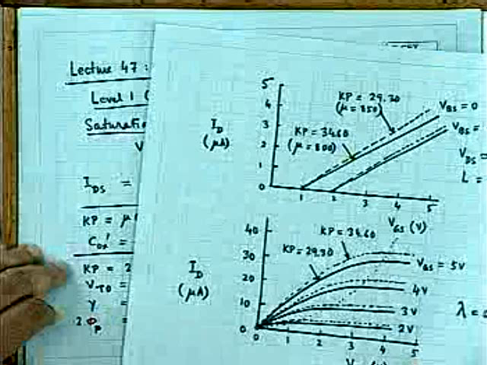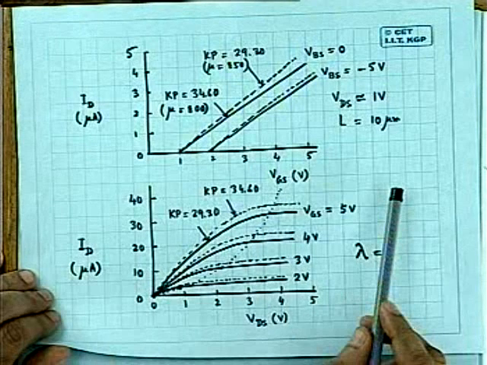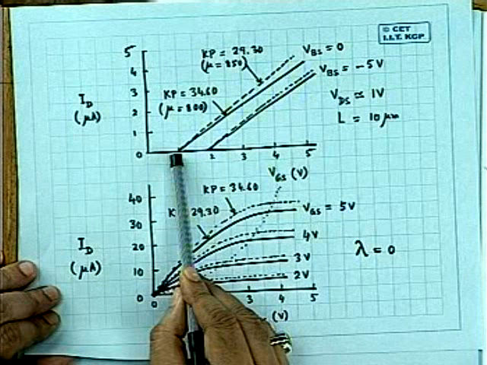This is a plot of the transfer characteristics, ID versus VGS, for two values of VBS, the substrate bias. Without substrate bias, it is designed for threshold voltage 1 volt, but then with increasing VGS, you know that it starts from 1 volt and gradually increases.